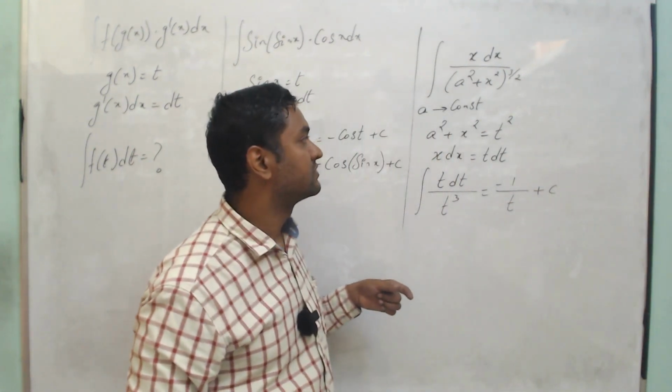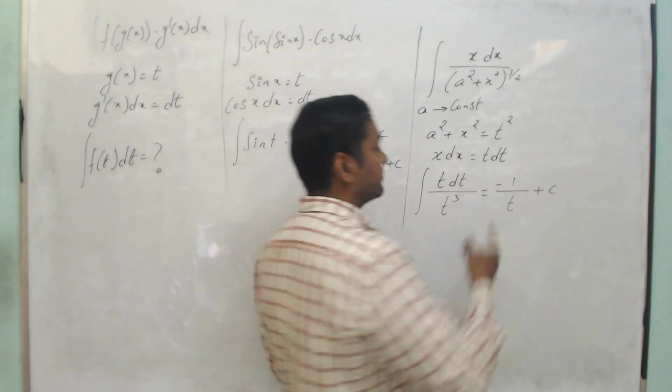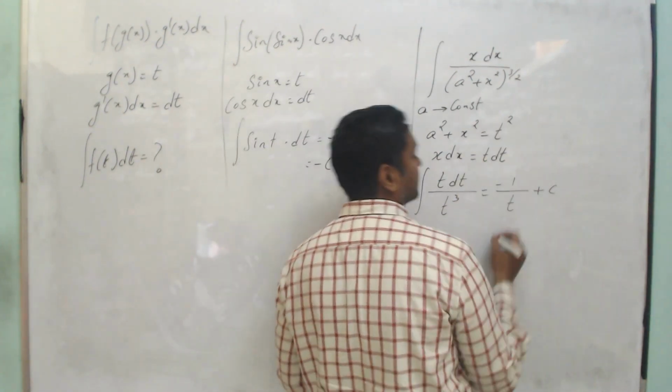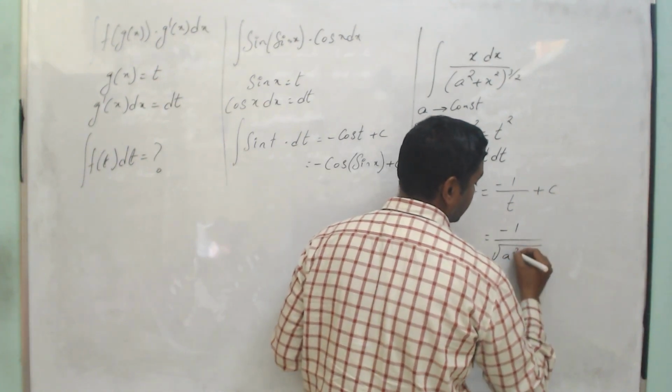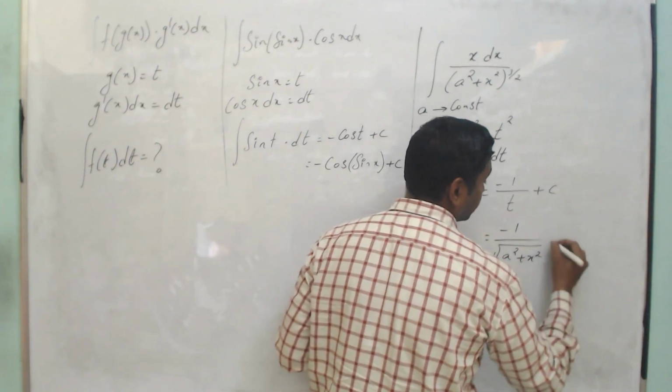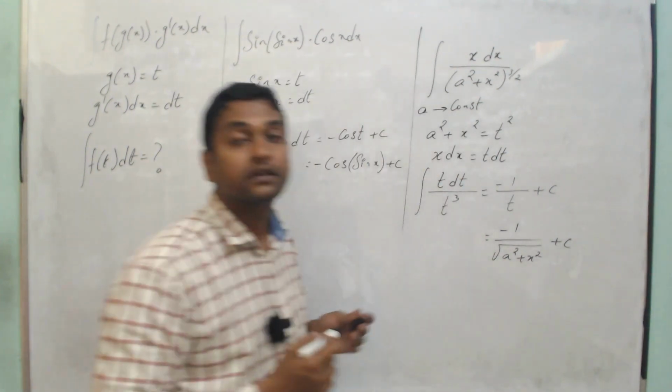Clear? Yes, sir. So what will I see? I have to write the answer in terms of x. So what will I get this as? Minus 1 by under root of a square plus x square plus c. Yes, sir. Is this clear?